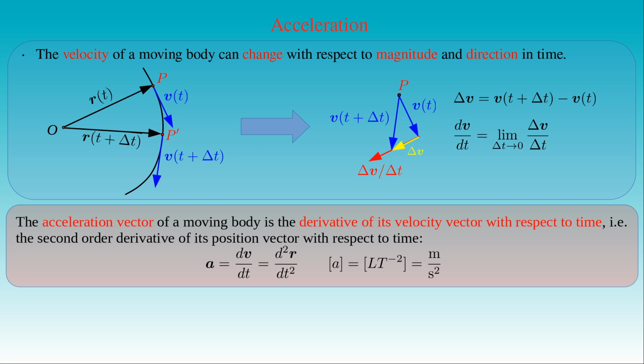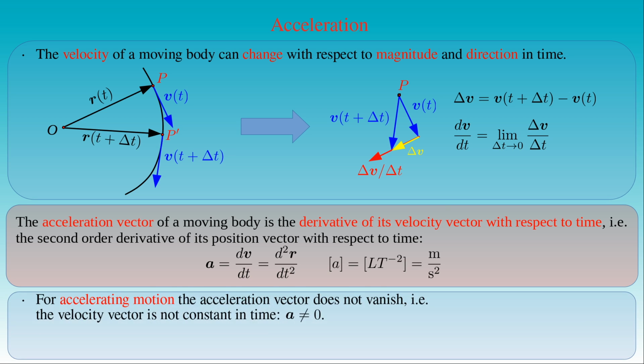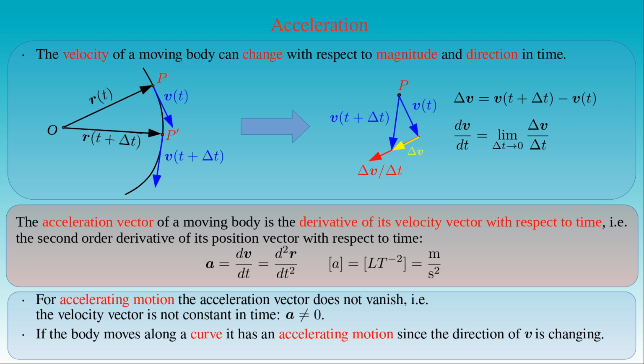We talk about accelerating motion if the acceleration vector of a moving body does not vanish, which means the velocity vector of the moving body is not constant in time. As we have already seen, if a body moves along a curve it has an accelerating motion since the direction of the velocity vector is changing in time, even if the body is moving with constant speed. This means that only the uniform linear motion has no acceleration, since both its speed and direction are constant.